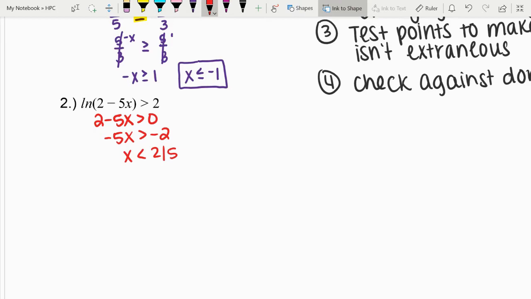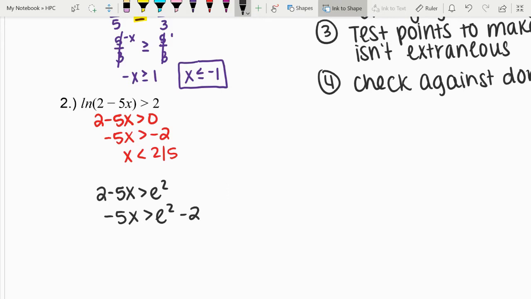Okay, so we are going to convert this logarithm into an exponential form. By doing that, I am going to end up having, I'm going to switch colors here, 2 minus 5x is greater than e raised to the power of 2. Okay, then I can go ahead and isolate my x. So I'm going to have negative 5x is greater than e squared minus 2.